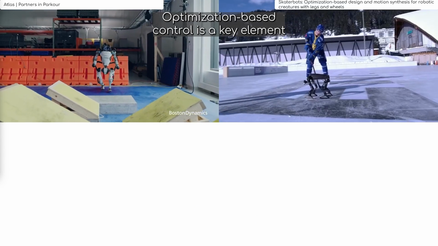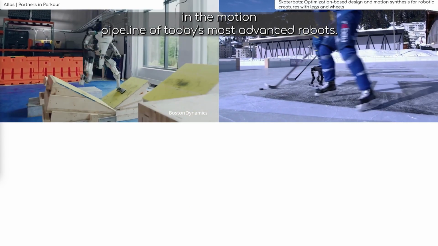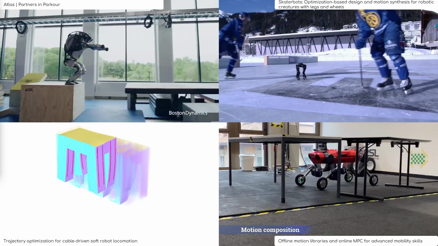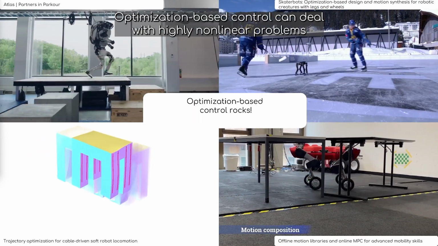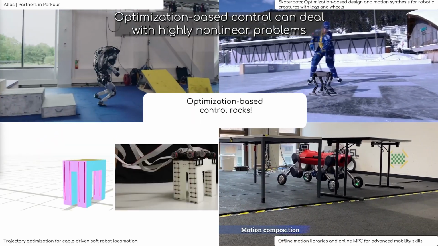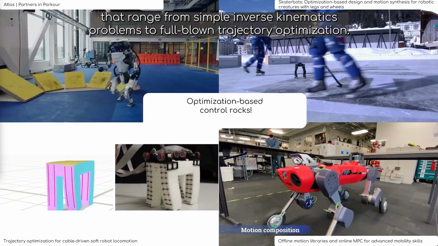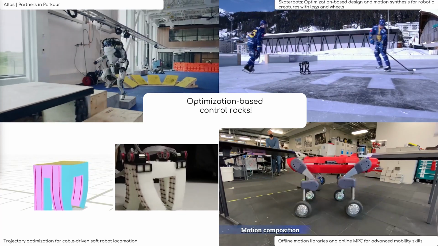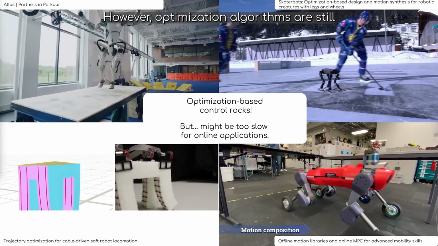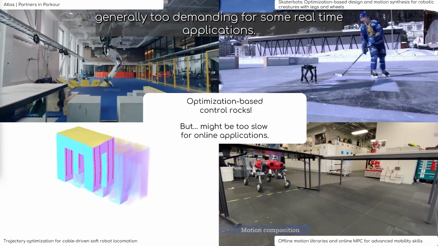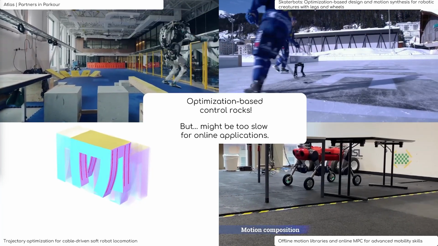Optimization-based control is a key element in the motion pipeline of today's most advanced robots. Optimization-based control can deal with highly nonlinear problems that range from simple inverse kinematics problems to full-blown trajectory optimization. However, optimization algorithms are still generally too demanding for some real-time applications.